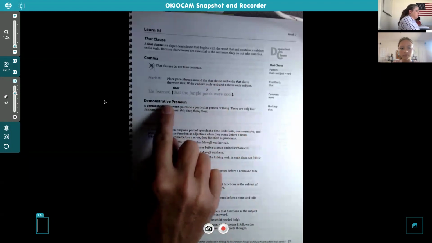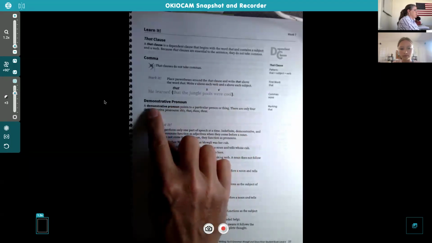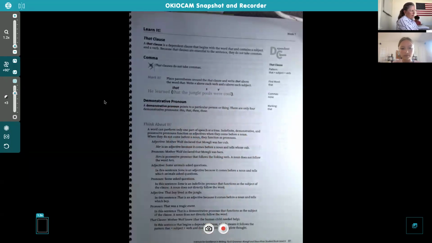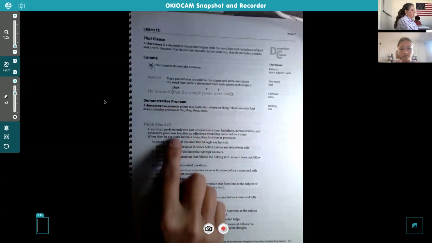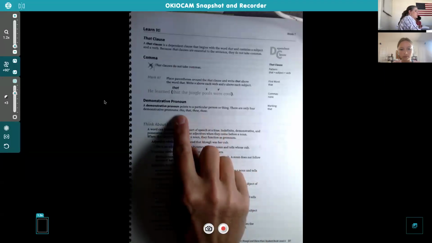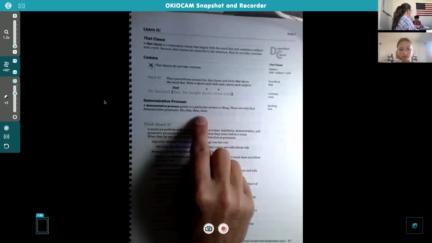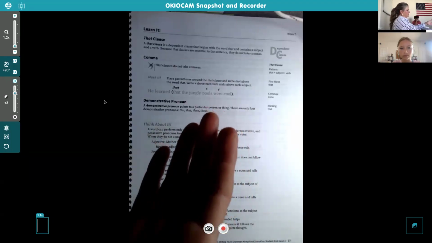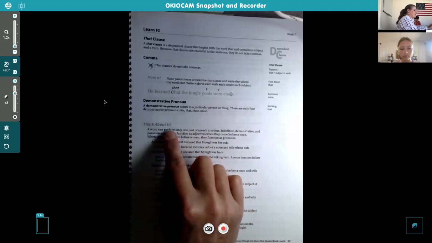And then we have a demonstrative pronoun. Demonstrative looks like it has demon right there, but demonstrate is the word I want you to think of when you see that. When you demonstrate something, you say, this is this, and that is that, and these are these, and those are those. Using these words, this, that, these, and those, that's what helps me remember.